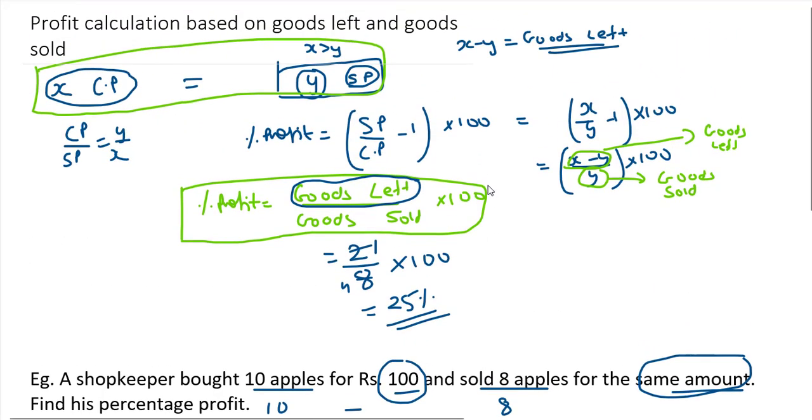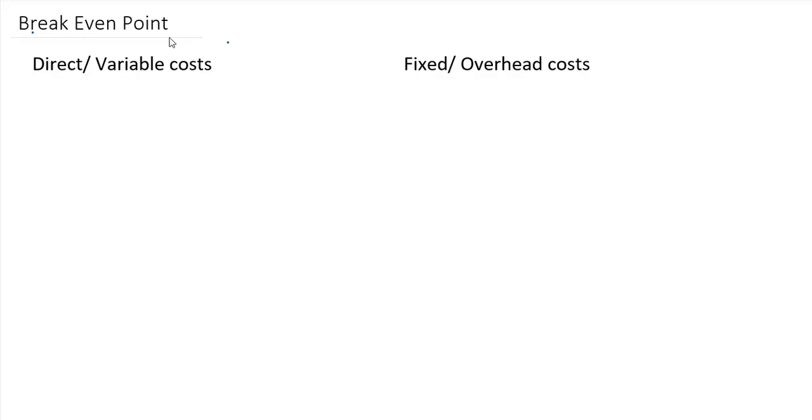Okay, I hope you are able to understand this concept as well. Let's move ahead. Let us understand this concept of break-even point. But before that, let me teach you the two types of cost which are involved. Number one is direct or variable cost, and the second one is fixed or overhead cost. So what is direct or variable cost?